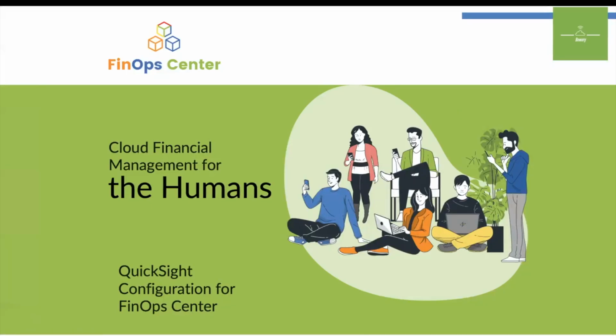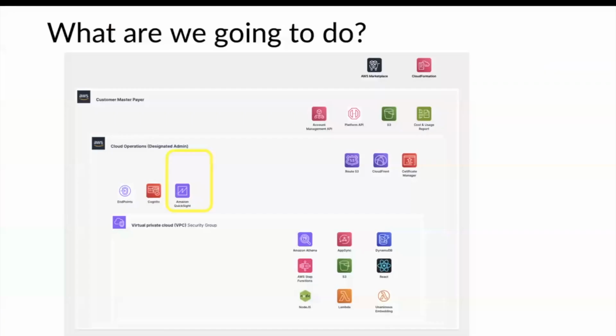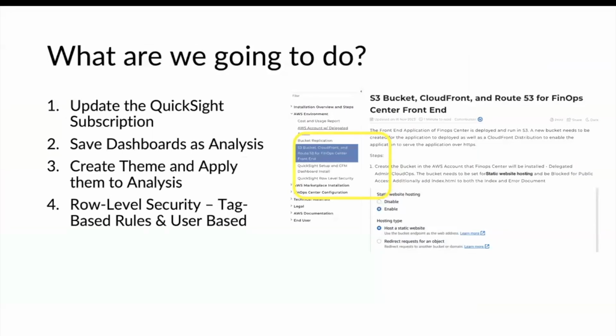In this video, we are going to work on the QuickSite configuration for your FinOps Center implementation. All of our work is going to be within the QuickSite environment. Specifically, we're going to update our QuickSite subscription. We are going to save dashboards as analysis. We are going to create themes and apply them to the analysis and then resave those dashboards. And we are going to apply row-level security to the data sets, which is going to require two things: a tag-based rule and user-based rules.